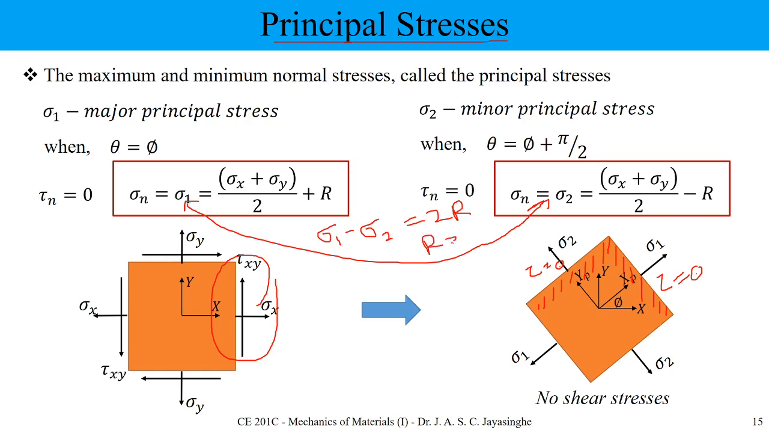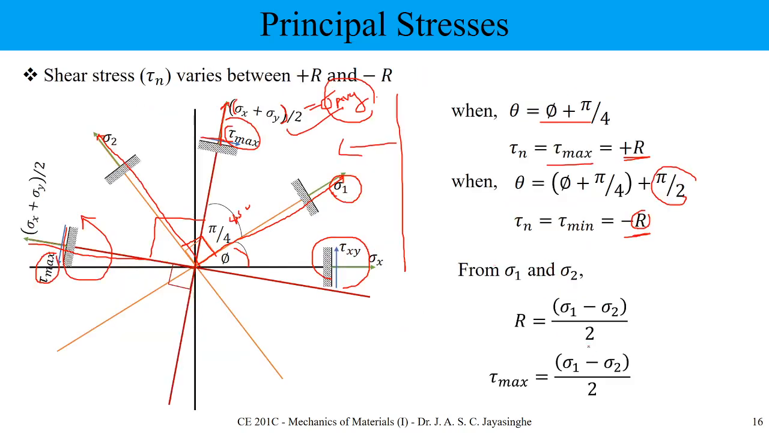So then r equals sigma 1 minus sigma 2 divided by 2. The others are all some kind of rearrangement, so you don't need to worry. If you know this one, that is enough. All the others are just a mathematical rearrangement of the equations.